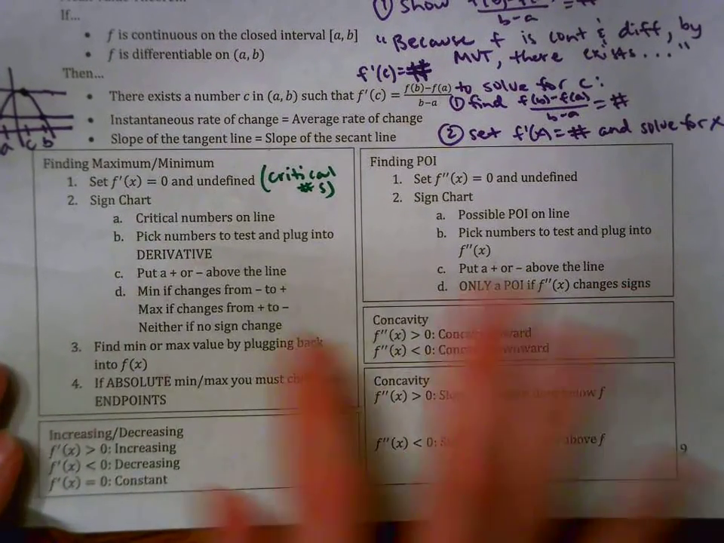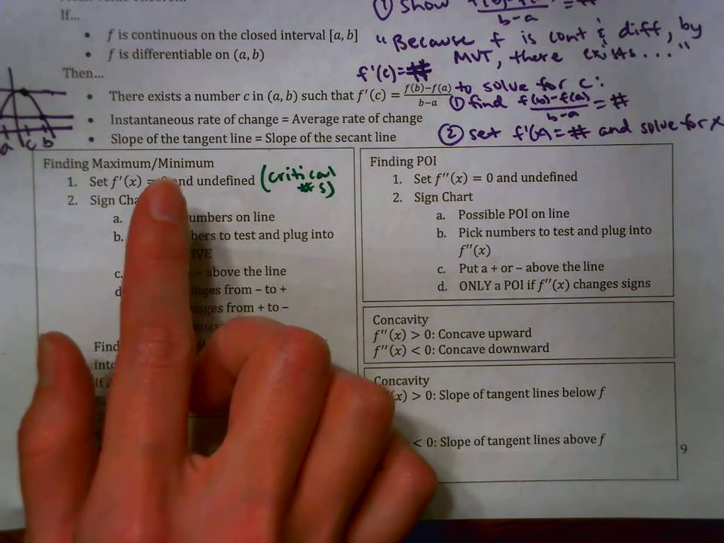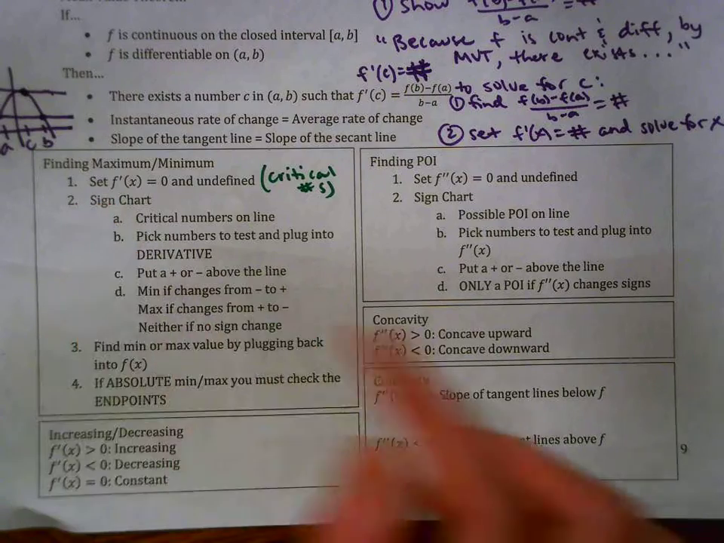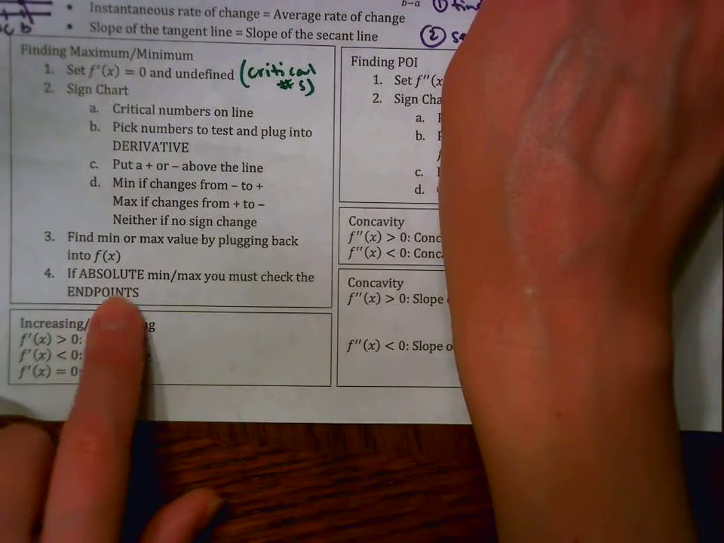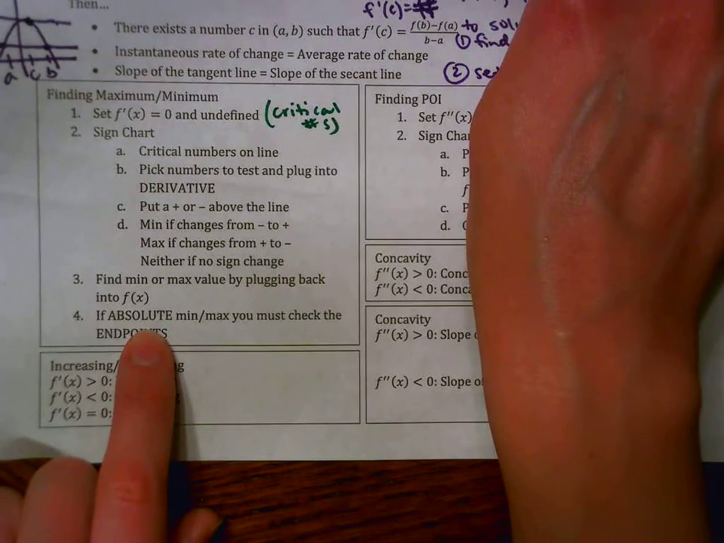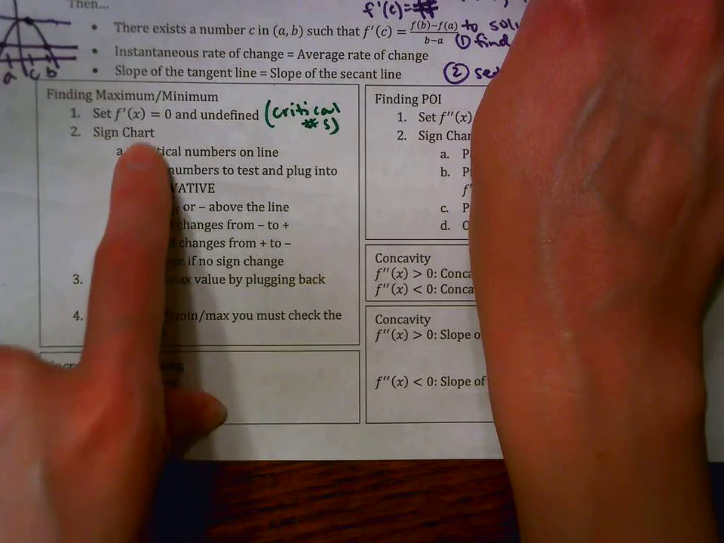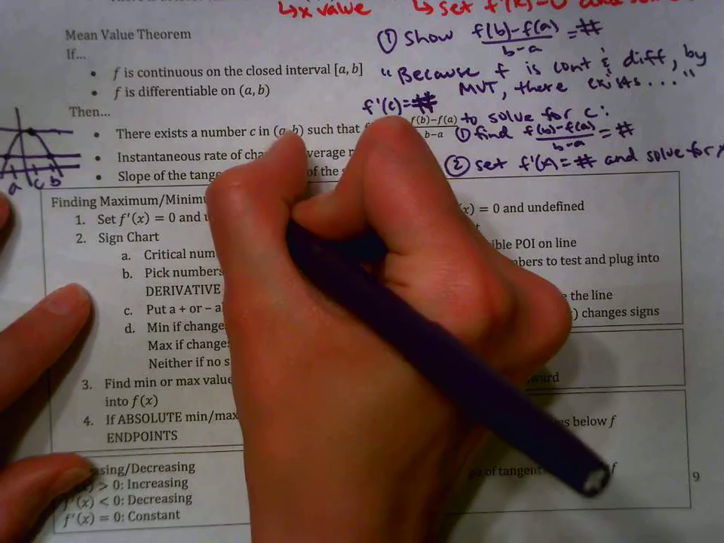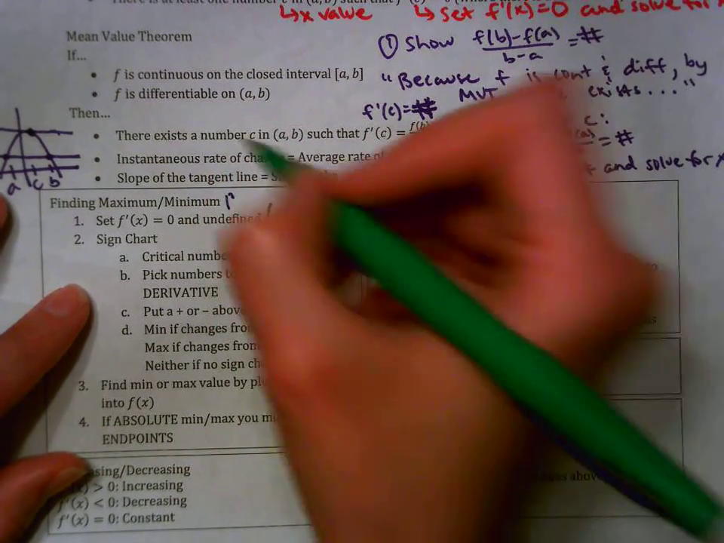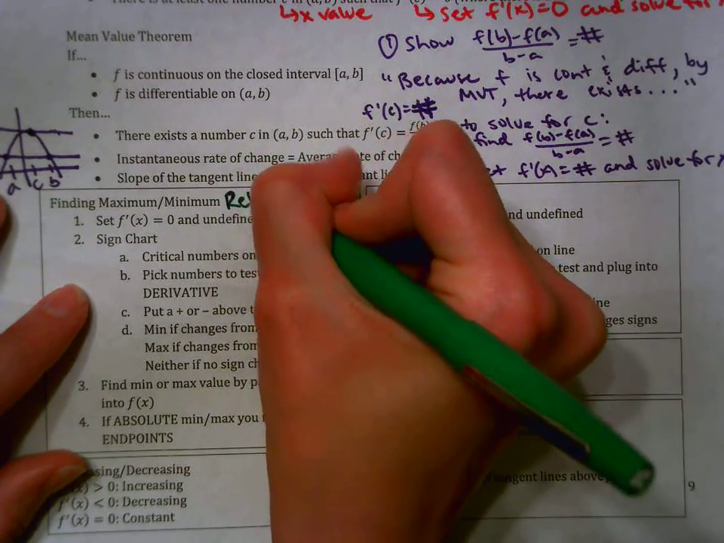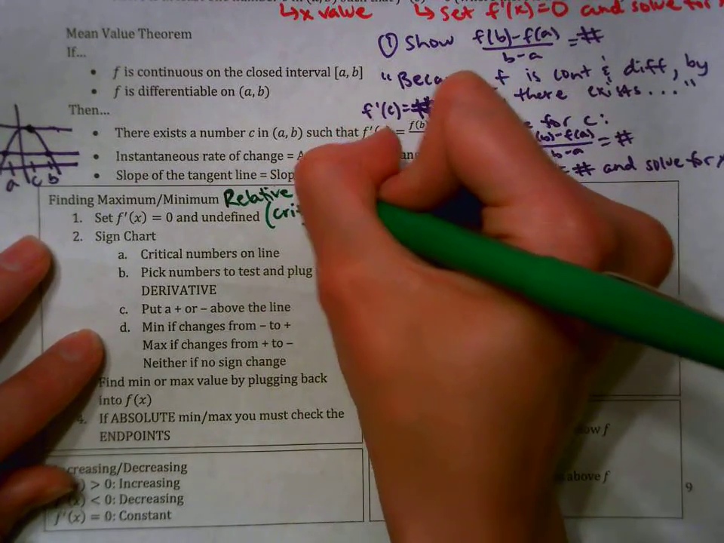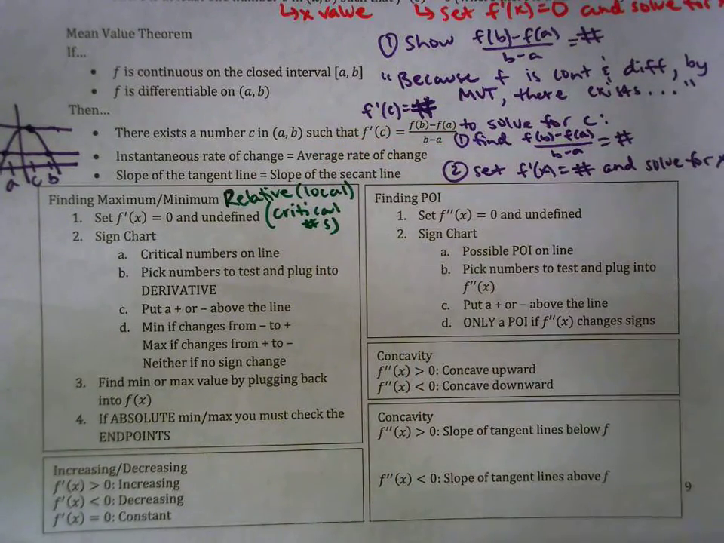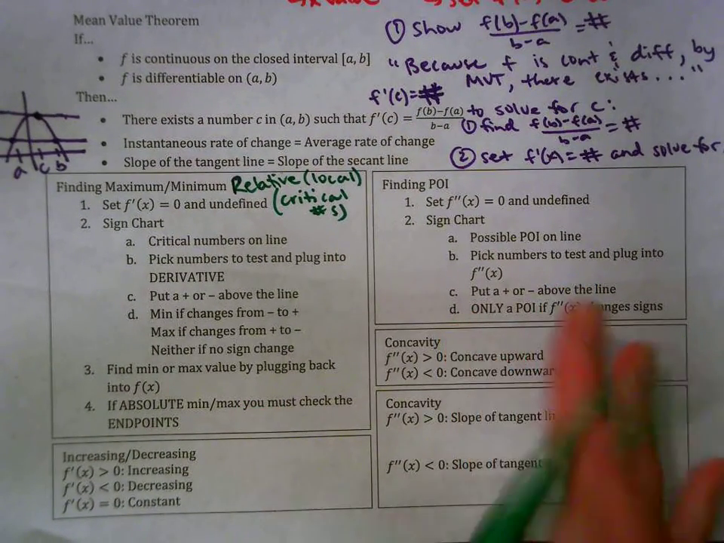So the first thing this box talks about is how do you find max and mins. Now really this sign chart is only for relative. So I went ahead and already talked about absolute max and min up here. I said if it's absolute min or max, you must check the endpoints, but you probably don't really need a sign chart if you're doing absolute. So I'm going to label this, let me go ahead and do green since we put that in the box, relative max and mins, or local. Sometimes they use the word local. So how do you find the relative max or min?